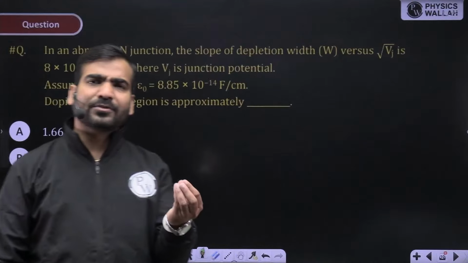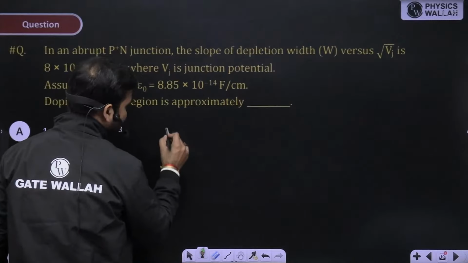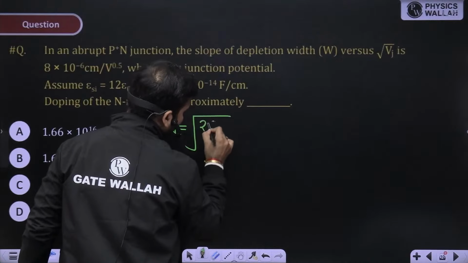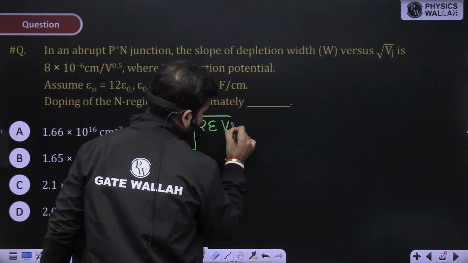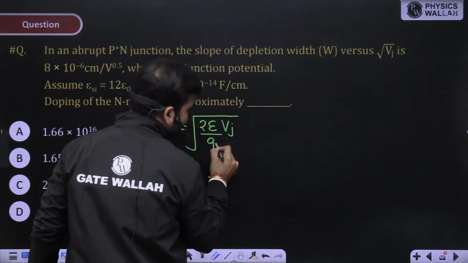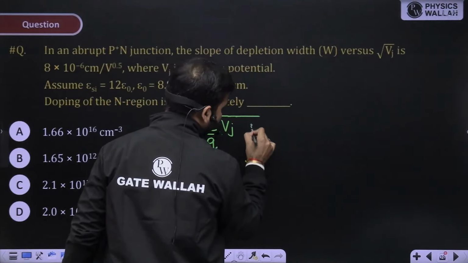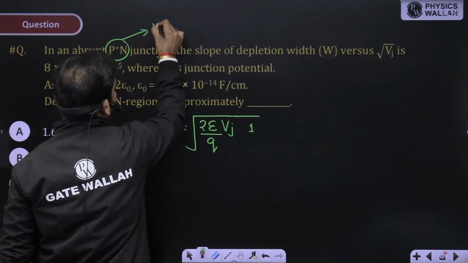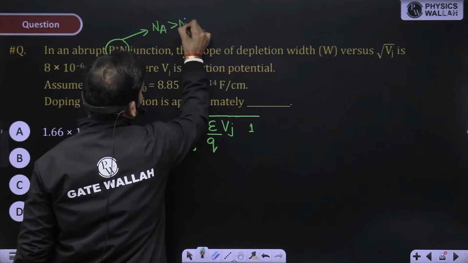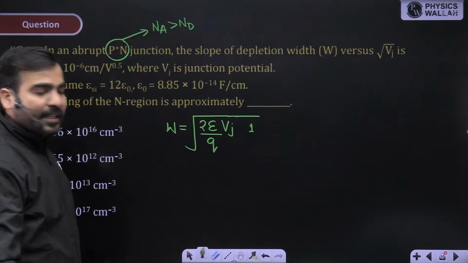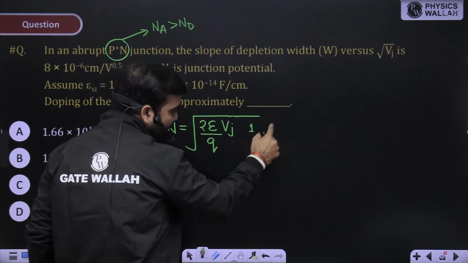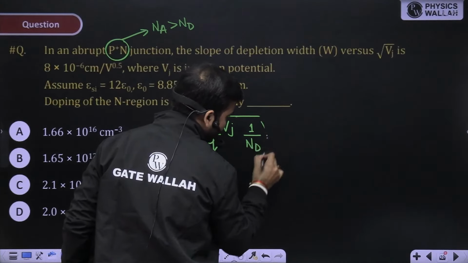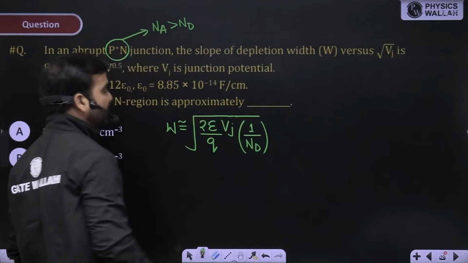So what do you have to use? Just the formula of depletion width. What is the formula of depletion width in an abrupt PN junction? W is equal to under root of 2 epsilon Vj by Q into 1 upon Na plus 1 upon Nd. Since it is a P plus N junction, what is the meaning of P plus N? Na is greater than Nd. So here we have 1 upon Na plus 1 upon Nd, and 1 upon Na will be neglected. So you can write this as 1 upon Nd. So this is approximately W.